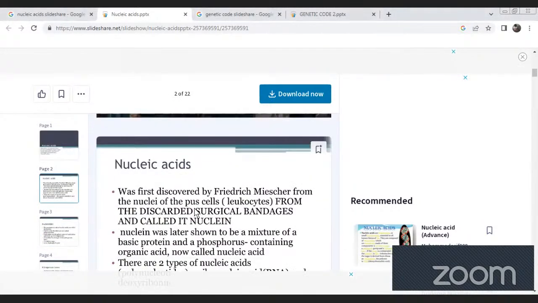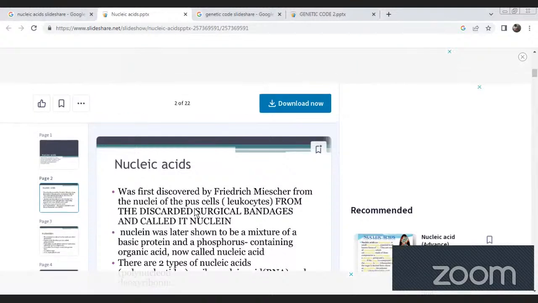Okay, nucleic acids. Nucleic acid was first discovered by Friedrich Miescher from the nuclei of the first cells, the leukocytes, taken from surgical bandages, and it was called nuclein.